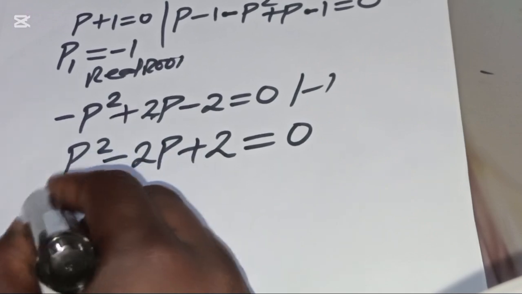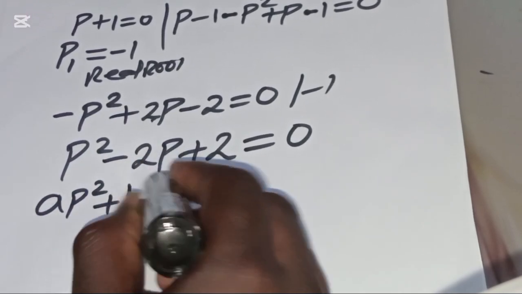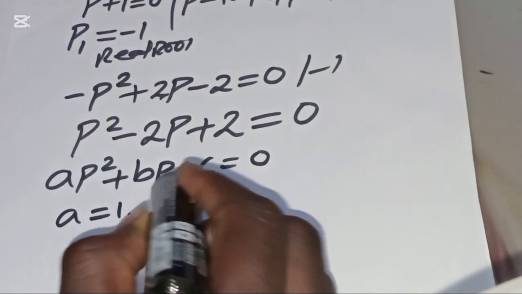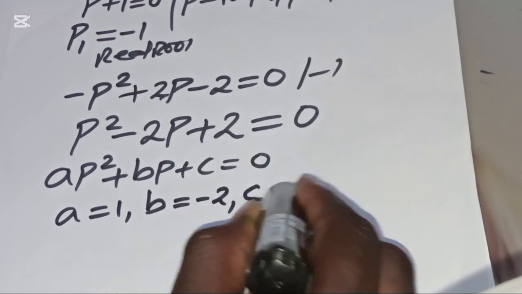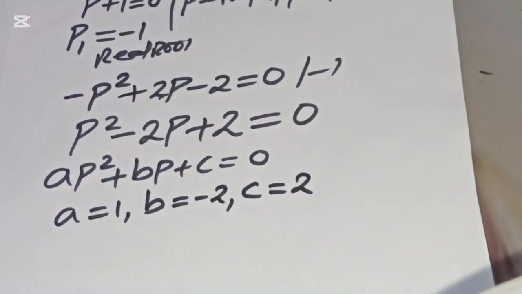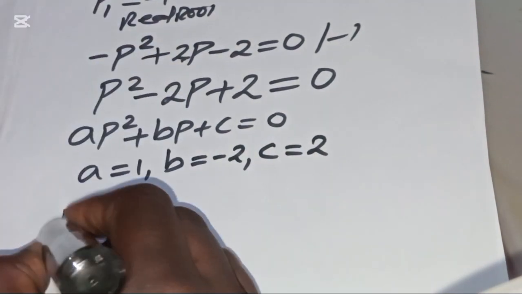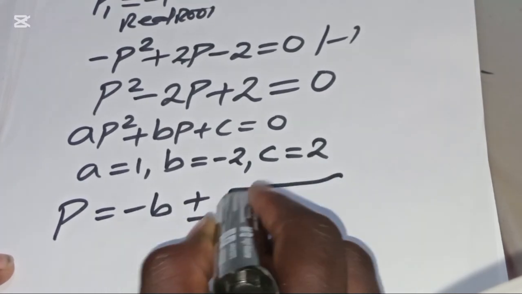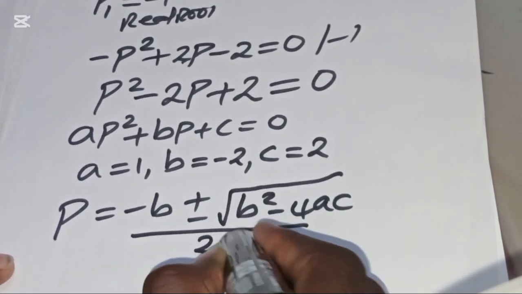which is in the form of ap squared plus bp plus c. This is equal to 0. Okay, so we have that a is equal to 1, b is equal to -2, and c is equal to 2. Okay, so applying the quadratic formula, you will have that p is equal to -b plus or minus the square root of b squared minus 4ac divided by 2a.